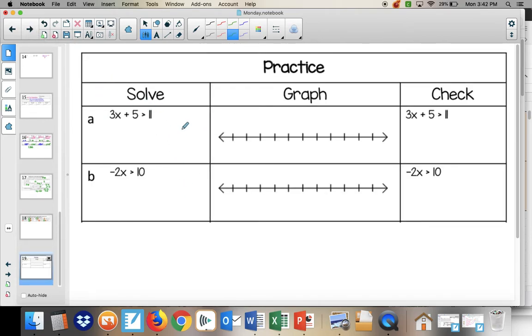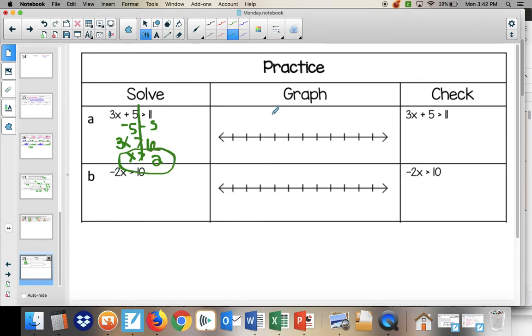Same steps as we did with our equations. Draw my line. Take away 5, take away 5. I get 3x is greater than 6. So when I divide by 3, x is greater than 2. So that is one part of my answer.